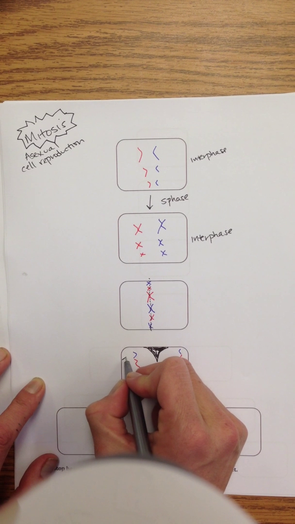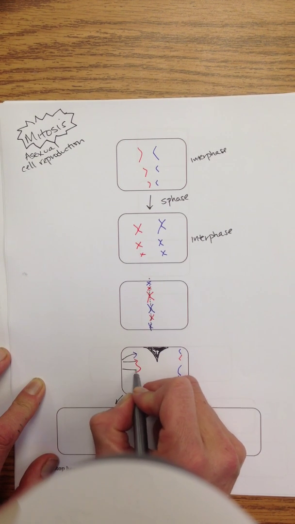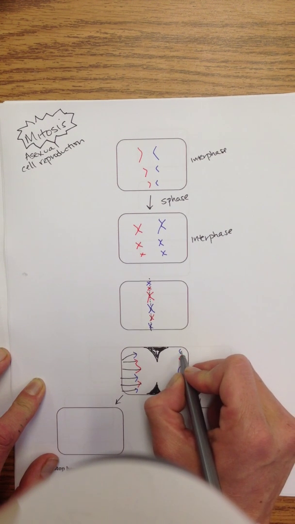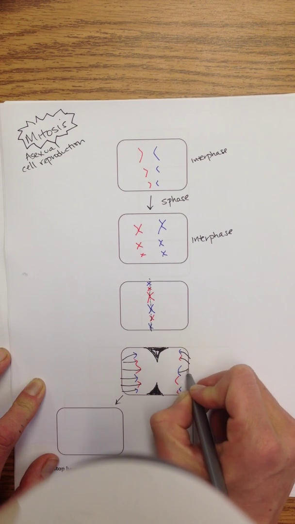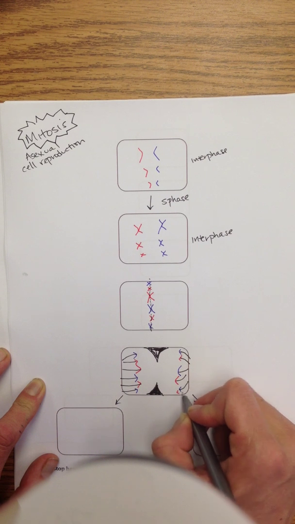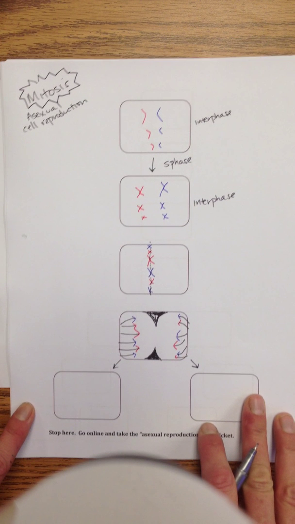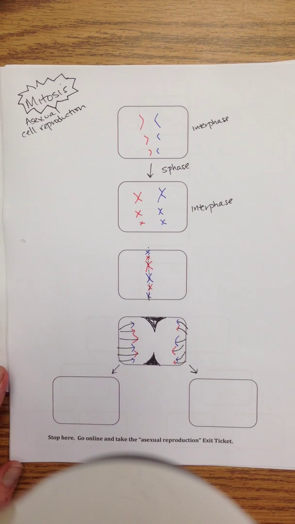So actually what happens is that there's something that's pulling these apart. So something grabs each side and pulls them apart. So they get pulled apart from each other. And then we end up with 2 daughter cells.